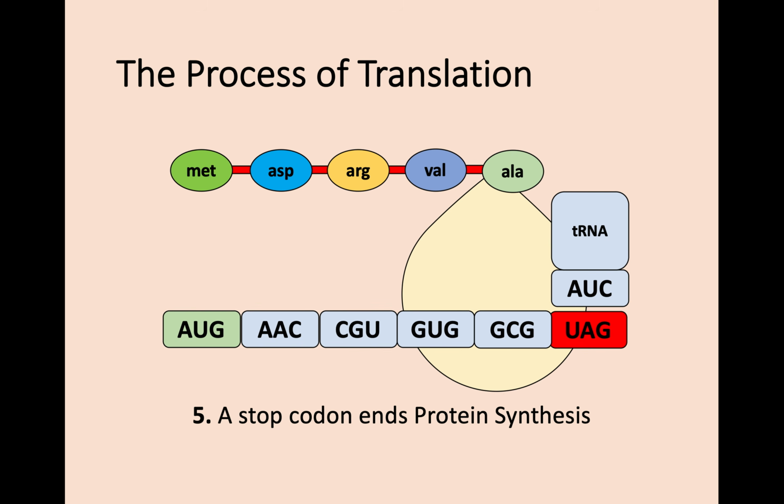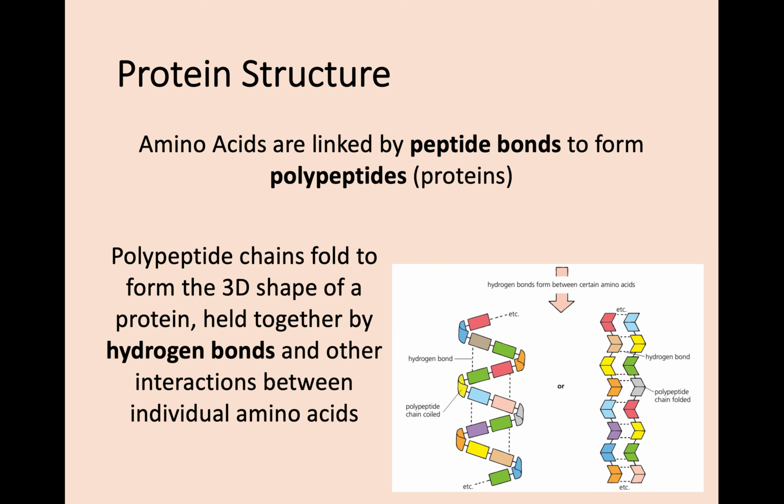Once the ribosome hits the stop codon, then protein synthesis is ended. So we end up with the mature mRNA transcript which is being used, and now we have a row of amino acids which have been linked together by peptide bonds to form polypeptides. A polypeptide is a protein.